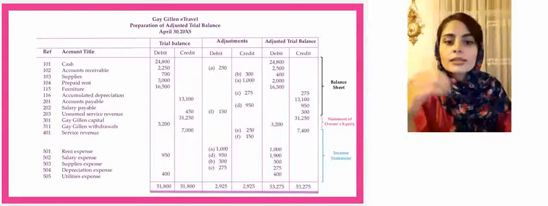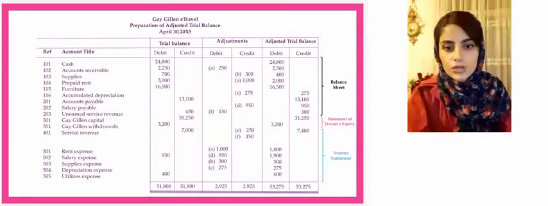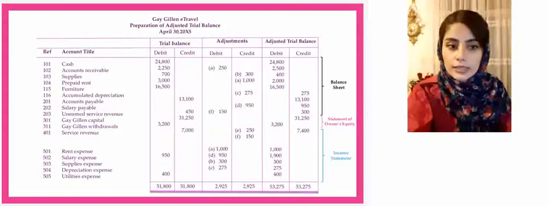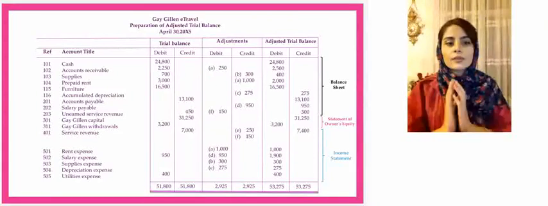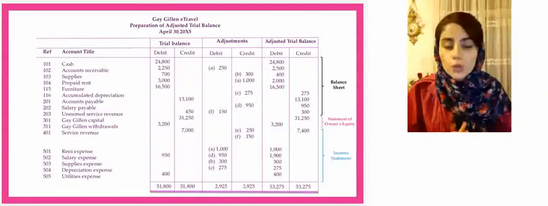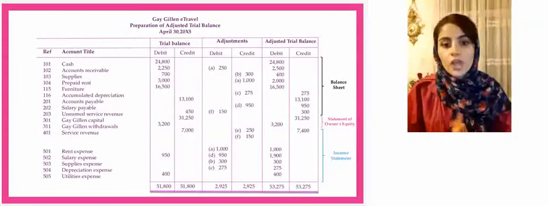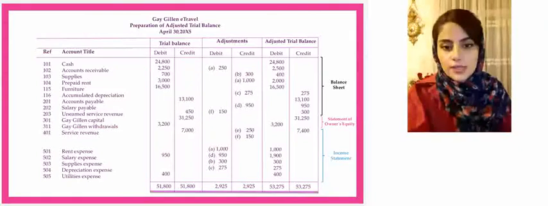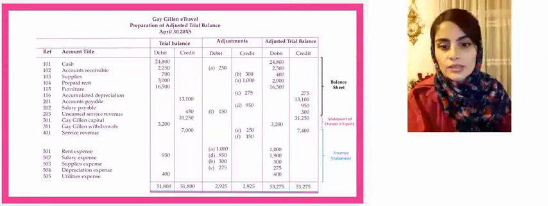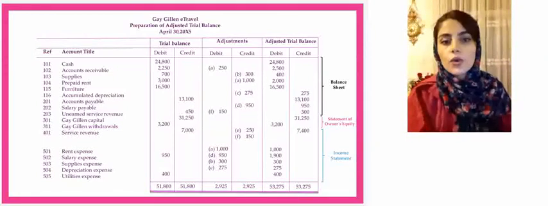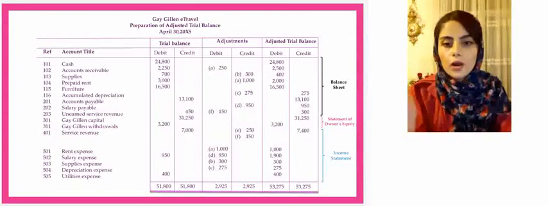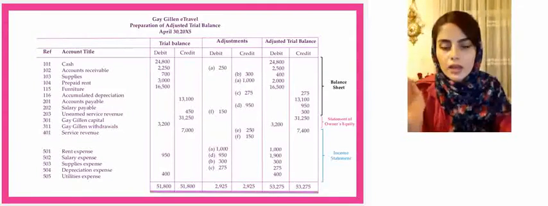We have $7,000 in the trial balance, but in adjustments, as you can see, in adjustments E and F, we have 250 and 150. We should add this to that 7,000, as you can see here. So it gives us $7,400. And you can prepare all the accounts like this.